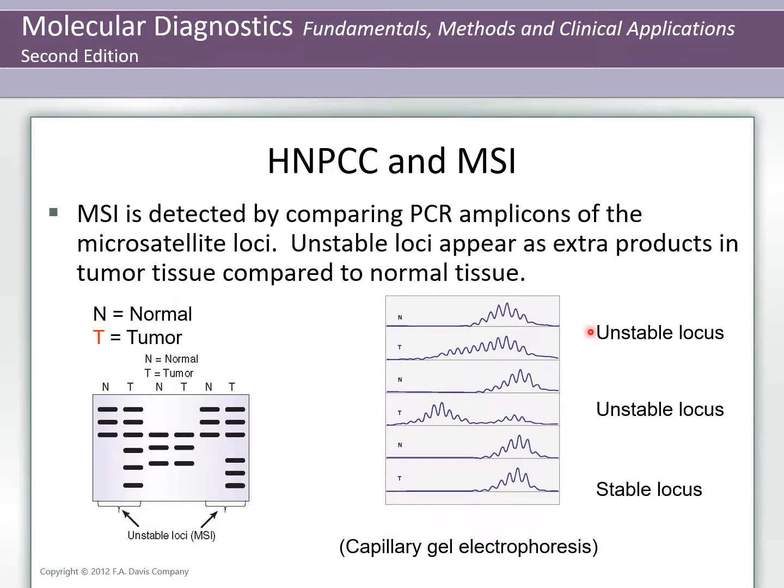On the right is an example of microsatellite instability detected by capillary gel electrophoresis. DNA from the tumor, again designated by T, is compared with the DNA from the normal cells from the same patient, designated as N. Increased alleles in the tumor scans reveal instability at those loci, as in the top 4 scans, and stable loci look the same in normal and tumor tissue, as in the bottom 2 scans.